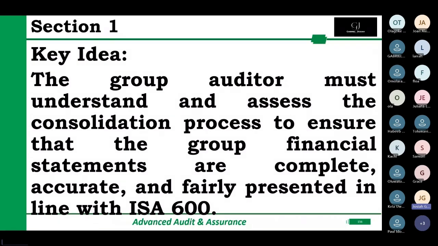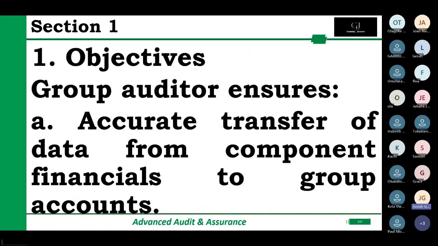So the group auditor must understand and assess the consolidation process to ensure that the group financial statements are complete, accurate, and fairly presented in line with this guide of ISA 600. So the true and fair view should be the main objective. And to achieve that objective, the group auditor needs to understand the consolidation process, or else he won't achieve that objective. This is the key idea.